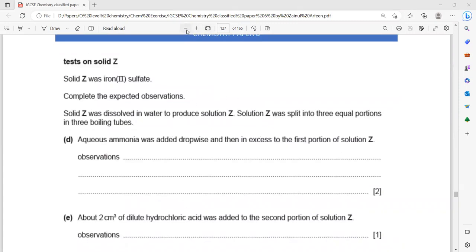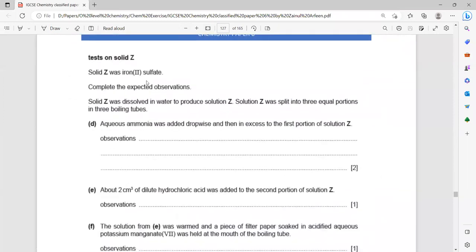Then another test on solid Z. Solid Z is iron 2 sulfate, so they already mentioned that there is an iron 2 ion and there is a sulfate ion. Solid Z was dissolved in water to produce solution Z, and solution Z was split into equal portions. First one, aqueous ammonia was added dropwise and then in excess.